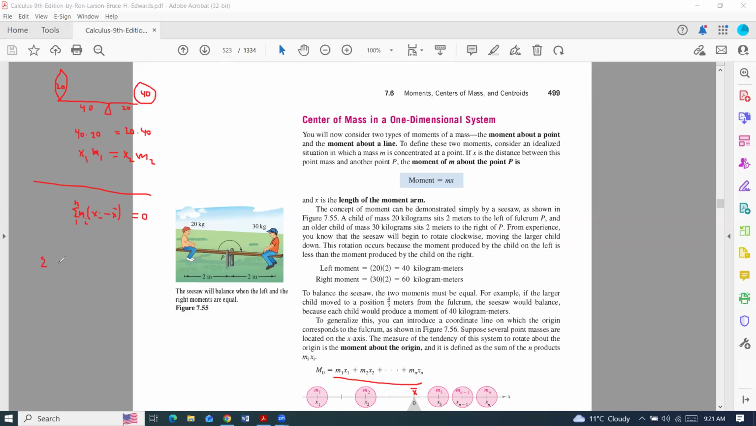So I can go m_i's times x_i's, subtract the sum of m_i's times x bar. So I want to find that position for the equilibrium. So where should I put my so-called fulcrum? So it says it stays in the balance.